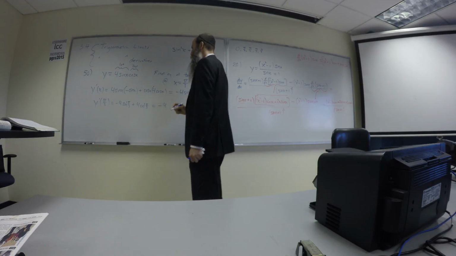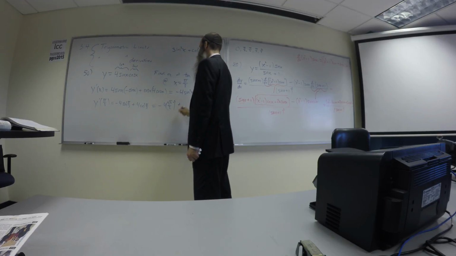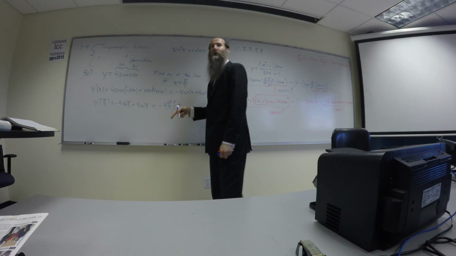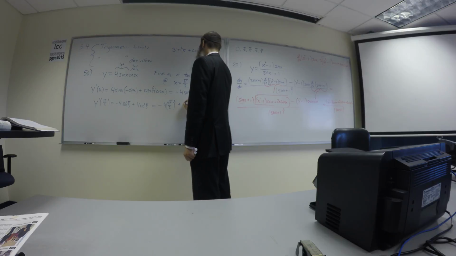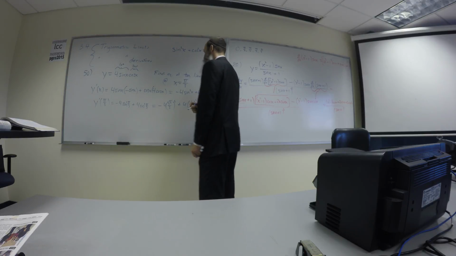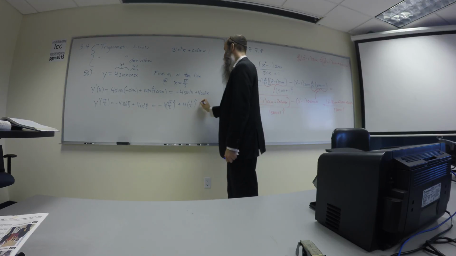Root 3 over 2. So we have root 3 on 2 squared, plus, if sine is root 3 on 2, it means cosine must be a half at that same location. Plus 4 times a half squared. There is the value of our derivative at pi on 3. But let's finish the computation.